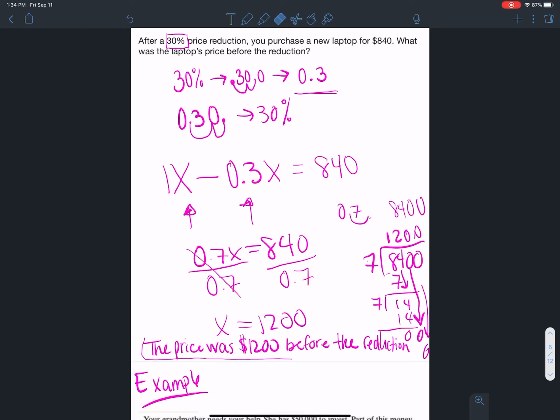Okay, so again, I think my video cut out. What I was saying was the price was $1,200 before the reduction. Just make sure that you talk about the price and you put that $ sign there.